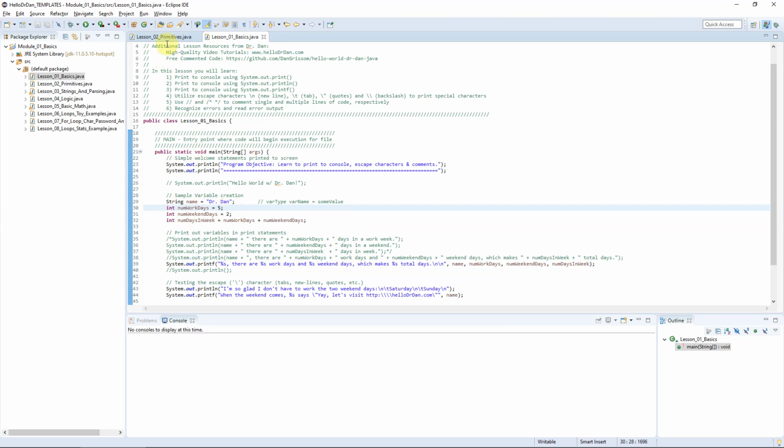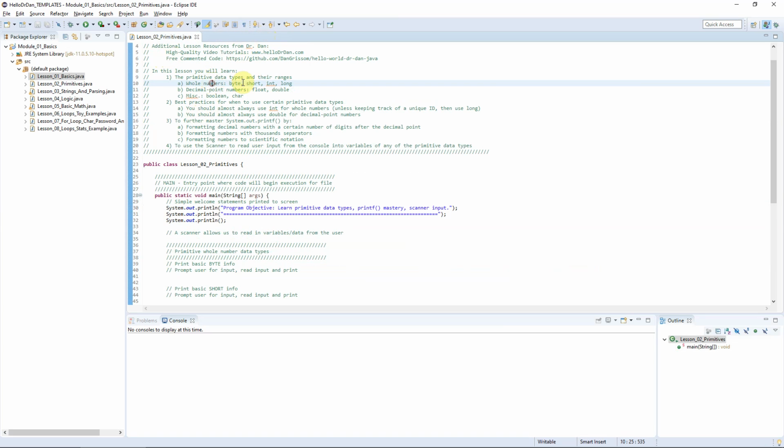But this integer can only store whole numbers. There are 4 different data types that we can store whole numbers with: byte, short, int, and long. Int is short for integer. Int is typically the one that we use, and I'll explain why a little later. I almost always use int, and sometimes I use long. I want to motivate that with how these different whole numbers differ from one another.